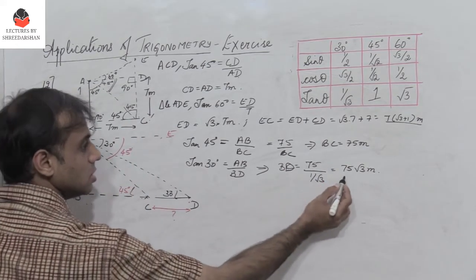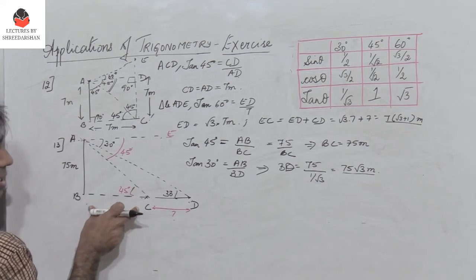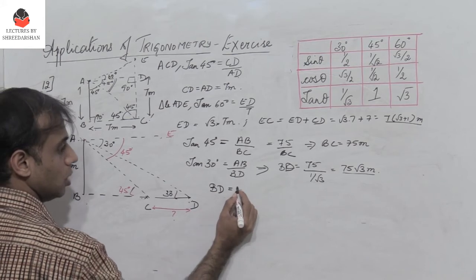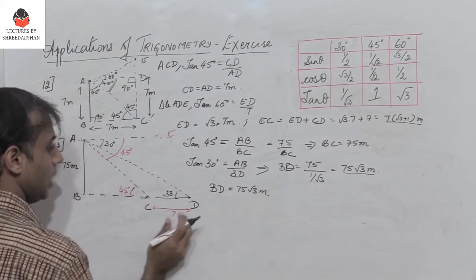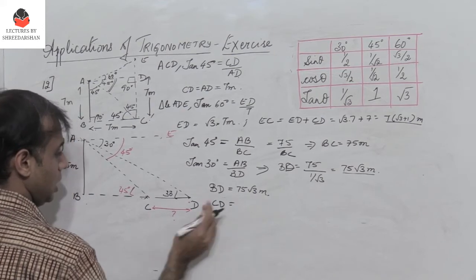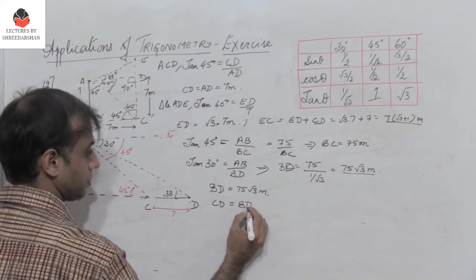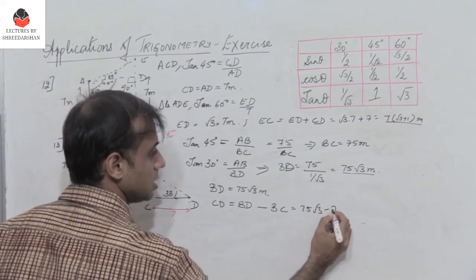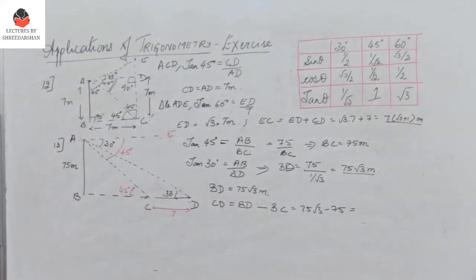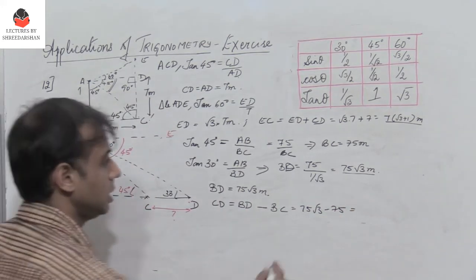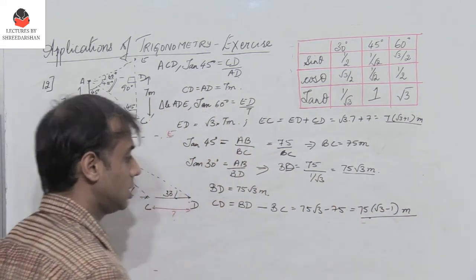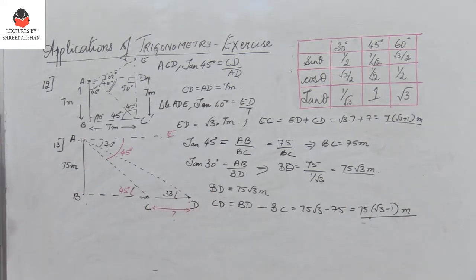So BD is 75 root 3 and BC is 75. I need to find CD. BD is known, which is 75 root 3 meters. So what is CD? It is BD minus BC. So it is 75 root 3 minus 75. I can take 75 common here, I get 75 into root 3 minus 1 meters. So the distance between the two ships is 75 into root 3 minus 1 meters.